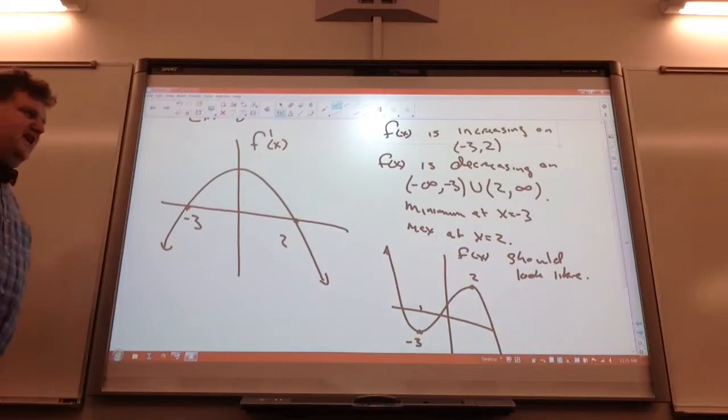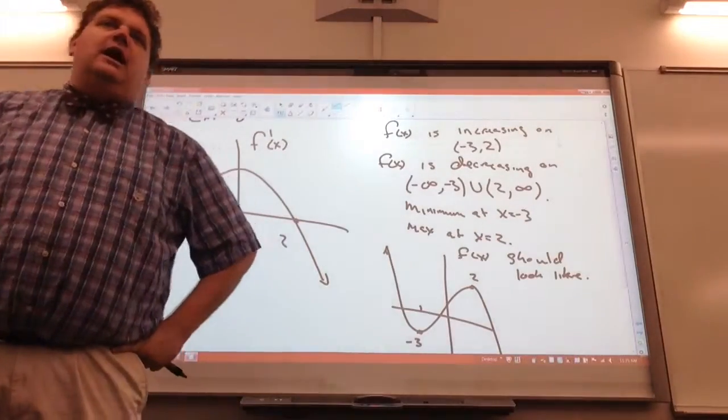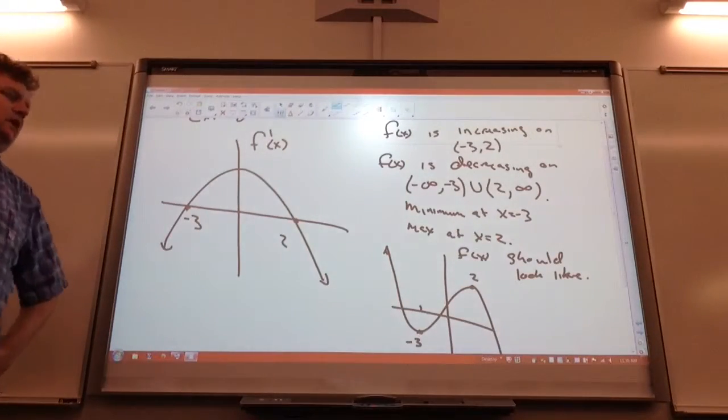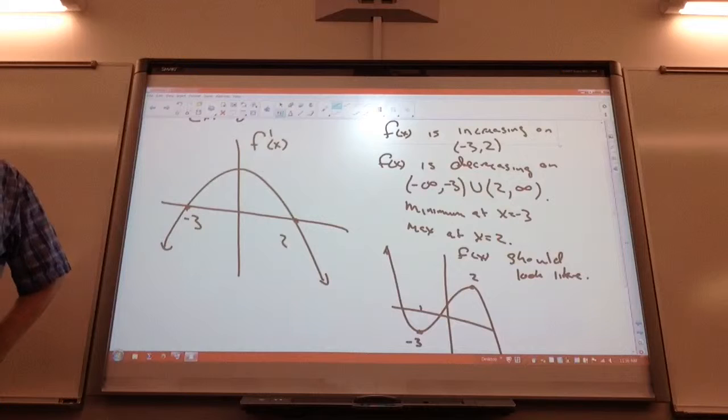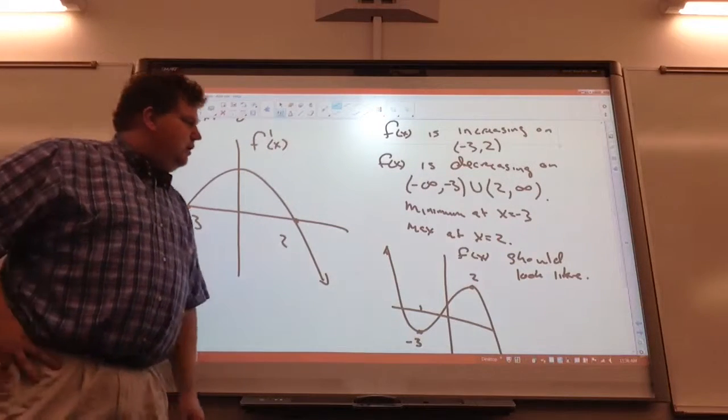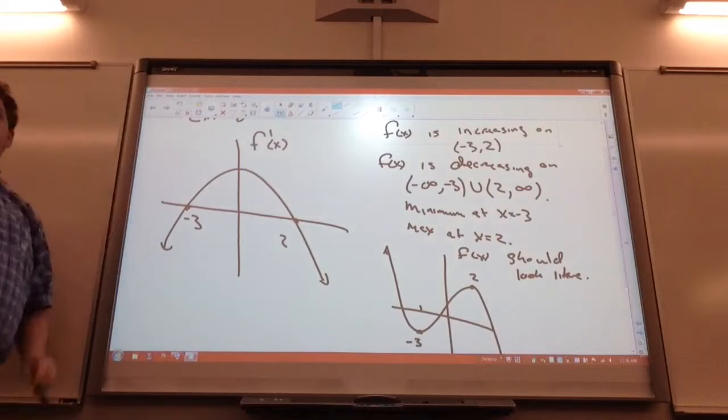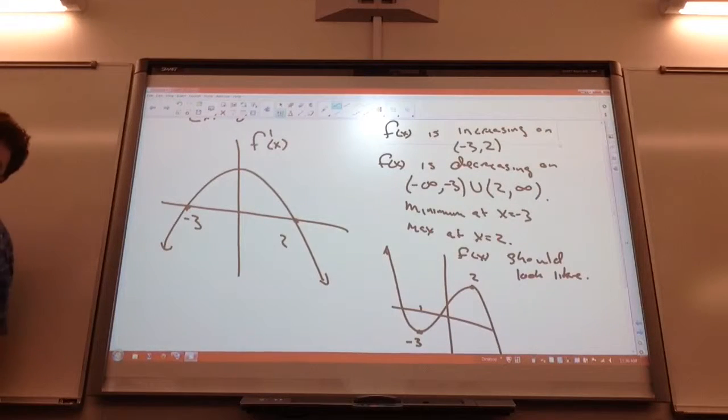Means both those sets are sets where this thing is decreasing. How'd you know there's a minimum at x equals 3? Minimums occur when I go from negative slope to positive slope, right? So I'm going down, down, down, hit the bottom, start going back up again. That's a minimum.